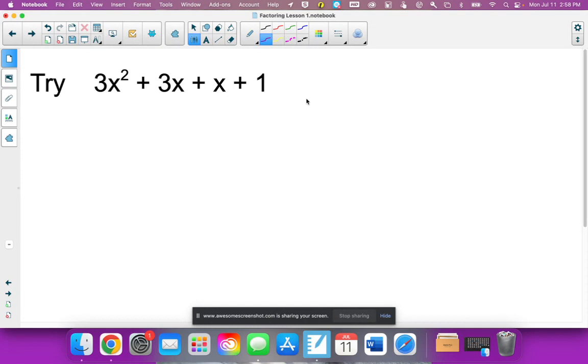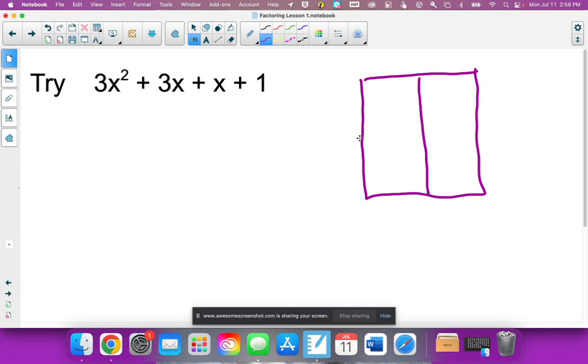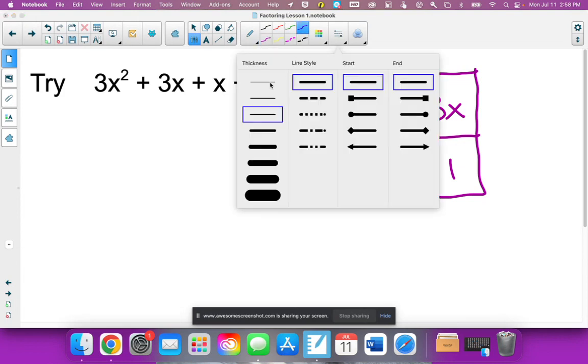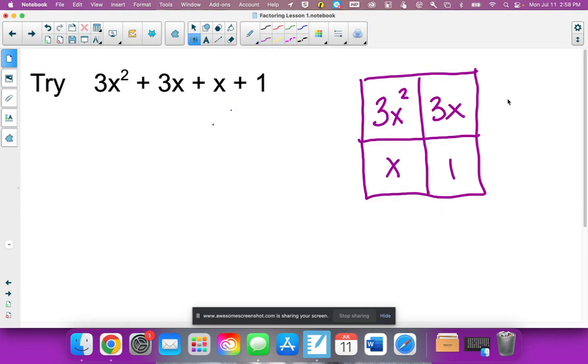Okay, so it's written out. We're going to go ahead and try this one. So again, we need to make our area model. It's 4 pieces. I'm going to make my square. So 3x squared, and going just across, first, second, third piece, fourth piece. Okay, same steps. First, tell me, what is the GCF of that first row? What do they have in common as far as what can divide? 3 and 3 have a GCF of 3, and there's an x and an x squared, so I have 1x that comes out.